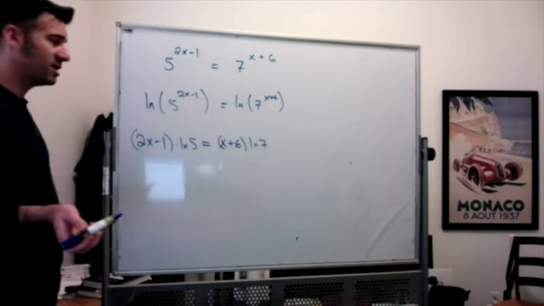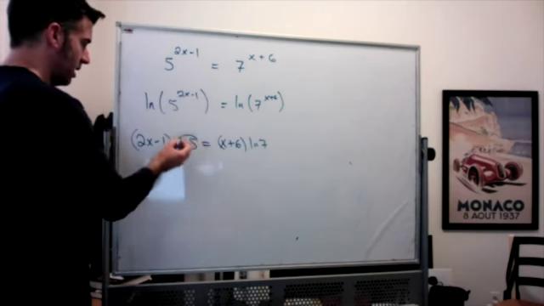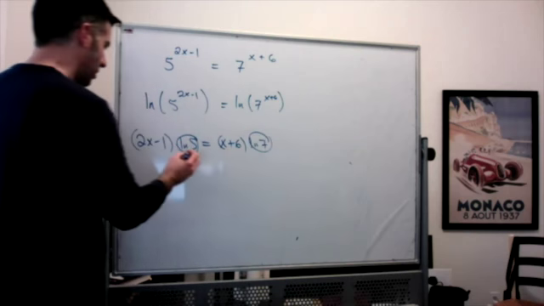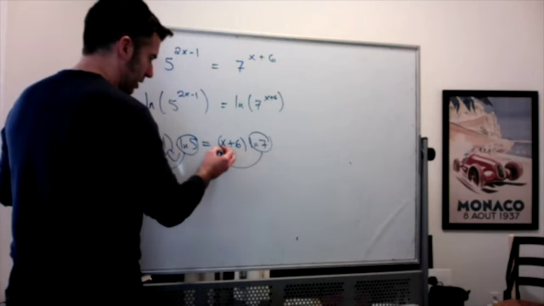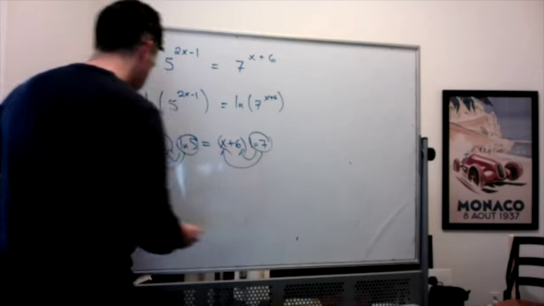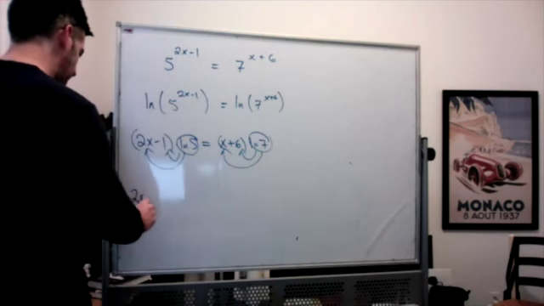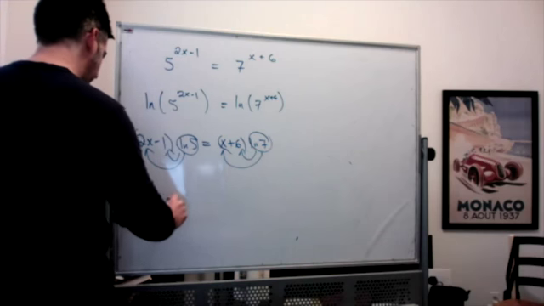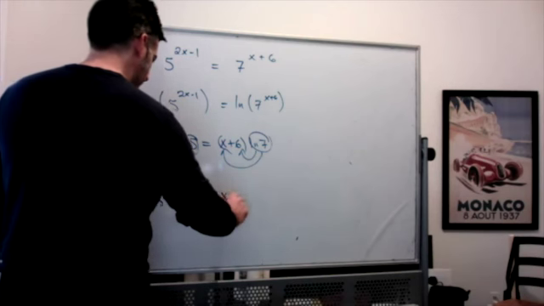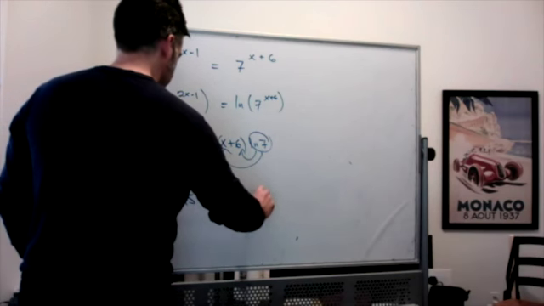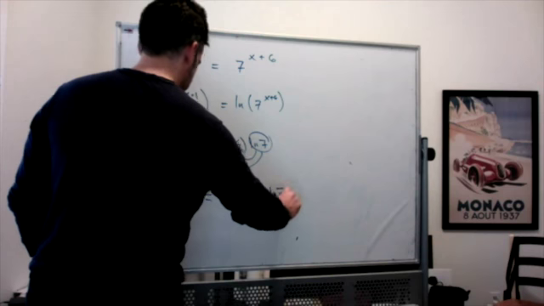In each of these cases, we have to distribute the natural log of 5 and the natural log of 7. So this multiplies by both of those things. This multiplies by both of those things. So I get 2x times natural log of 5 minus 1 times natural log of 5 equal to x times natural log of 7 plus 6 times natural log of 7.